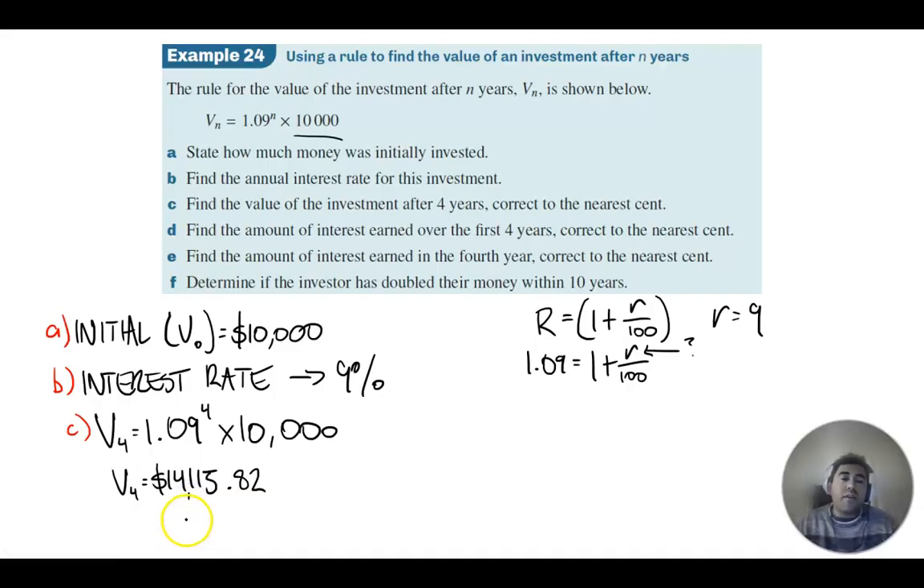Question D, find the amount of interest earned over the 4 years, corrected to 2 decimal places. So one question is very similar in the actual words themselves. One is looking for an investment amount, which is here, and one is asking for the amount of interest that has gone into the account over the first 4 years. So what this is asking for is, if I started off with $10,000 and I've now gone to $14,115.82, how much extra money is that? Well, it's just the difference between these two. It's just the difference of 14115.82 and 10,000.